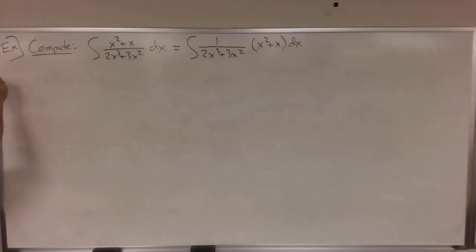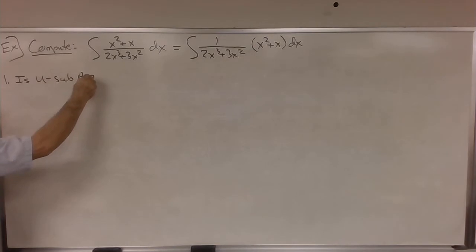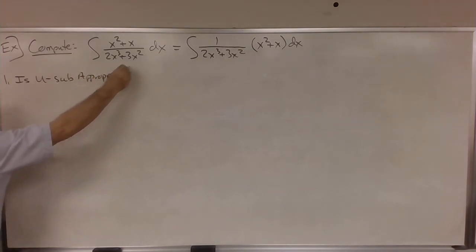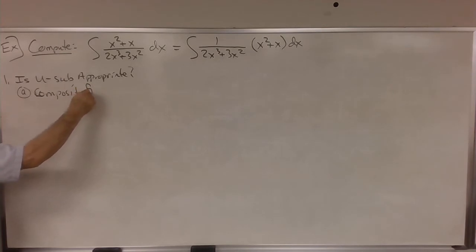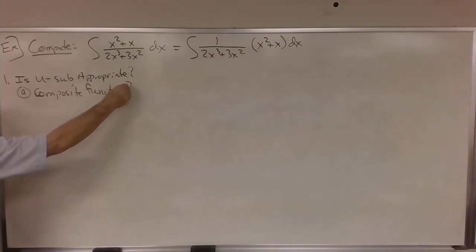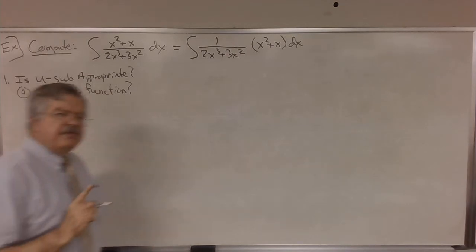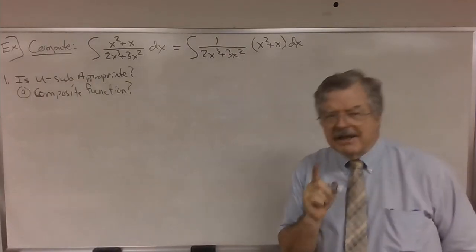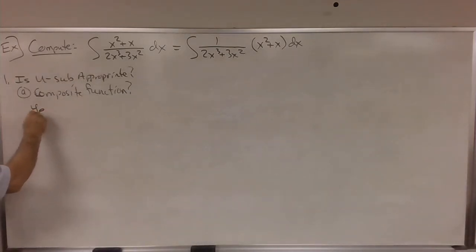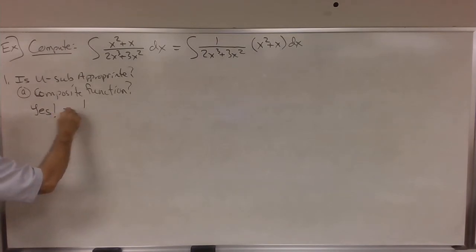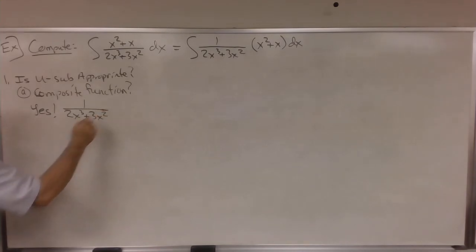Okay, step 1. Is U sub appropriate? And first thing we ask, is there a composite function? And you know, this is kind of tricky. There is a composite function here. The answer is yes. And the composite function is 1 over 2x cubed plus 3x squared.